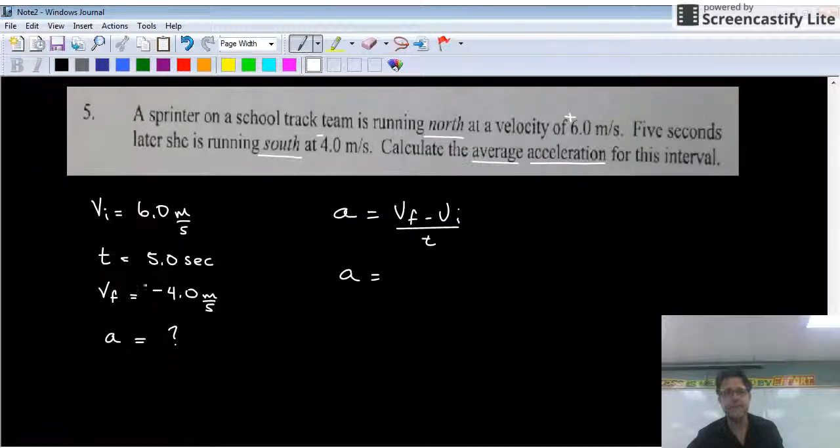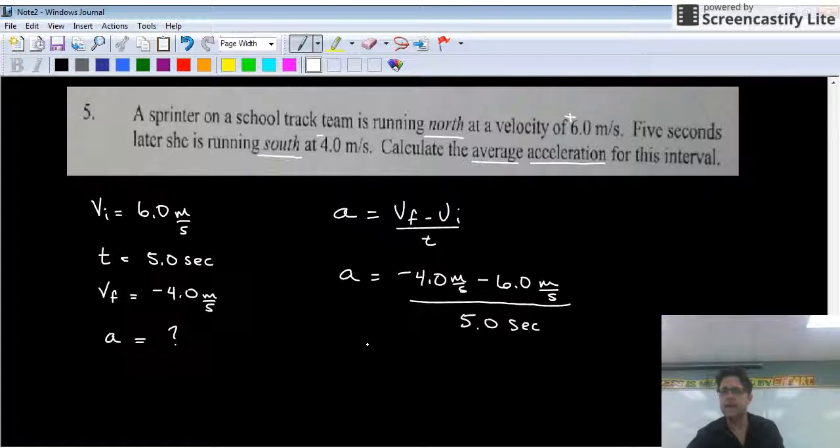So vf is a minus 4 because we had that change in direction. So minus 4.0 meters per second. And this subtraction here stays. So we're going to subtract away our positive 6.0 meters per second. Okay, now all of that is divided by 5 seconds.